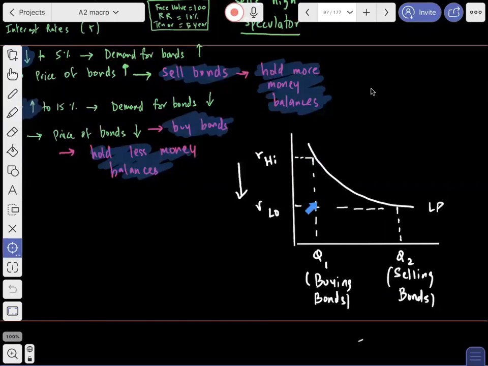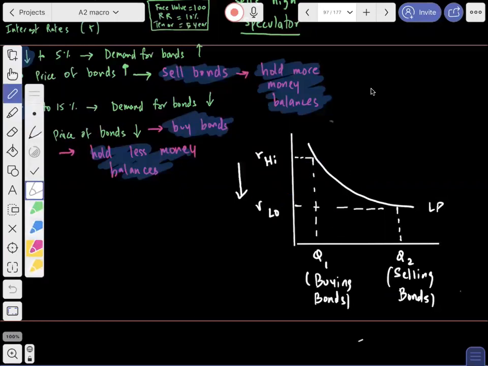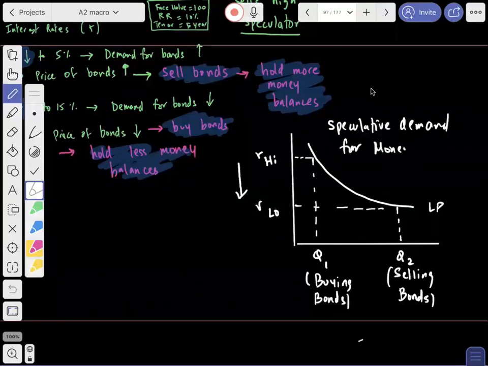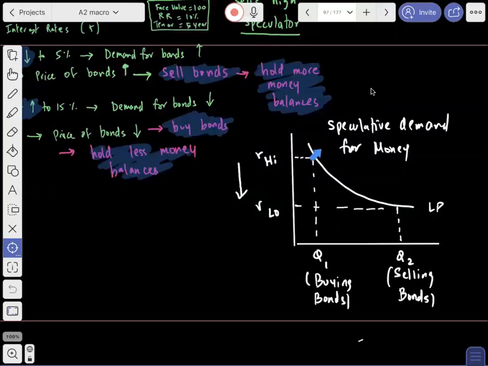So in other words, this is another explanation of our speculative demand for money. High interest rates, the speculator will be buying a lot of these assets and so on, and therefore he will have less money balances. Low interest rates, he will be selling bonds and all that, and that's why he's going to be holding more money balances. Does that make sense, guys? That's also a reason why we have a downward sloping speculative demand for money. Any questions before we move on?